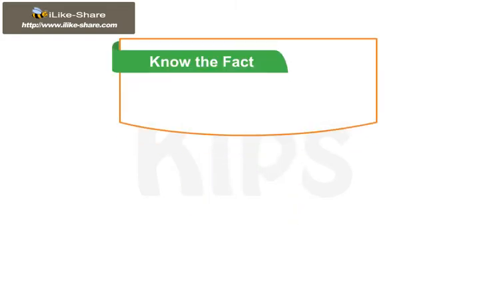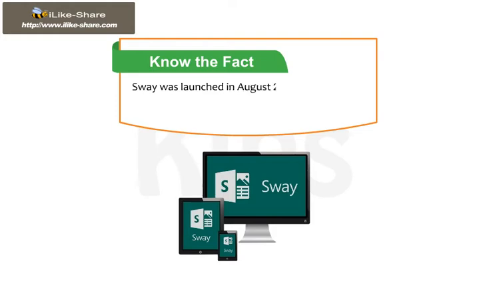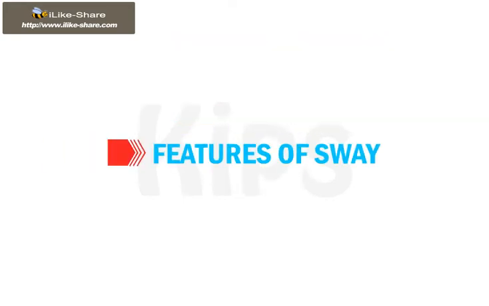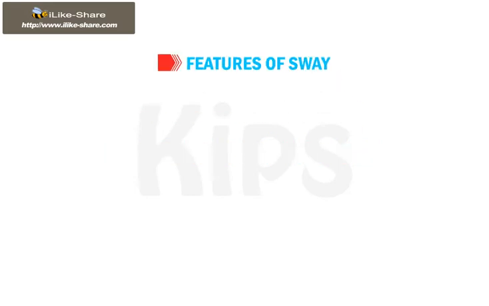Know the fact. Sway was launched in August 2015. This software is available as the downloadable app for Windows 10, iPhone and iPad or as part of the Office Online. First, let us understand the features of Sway.